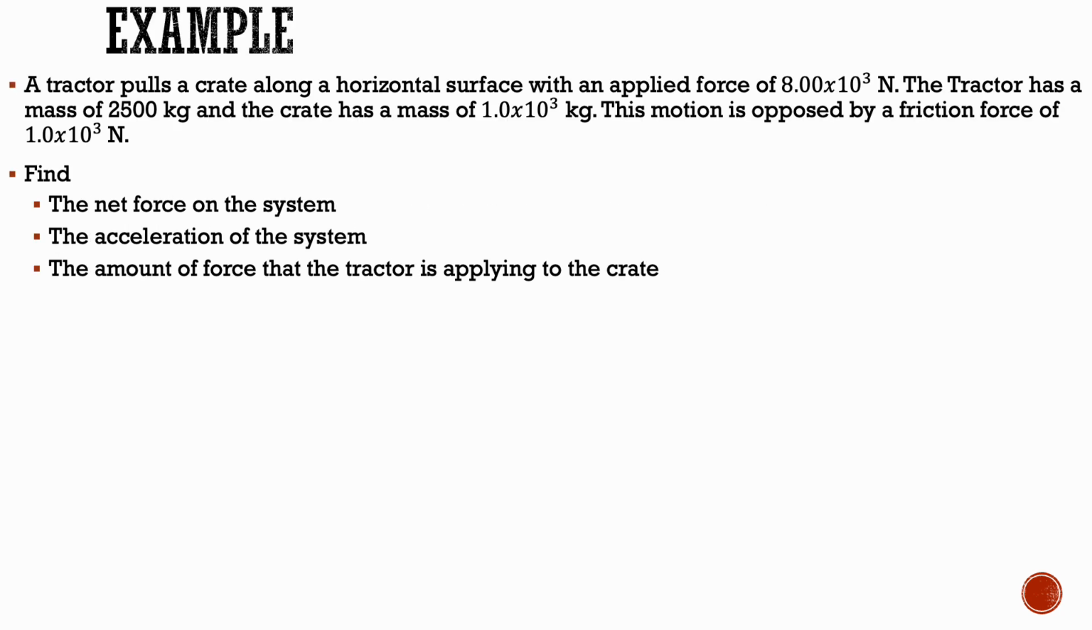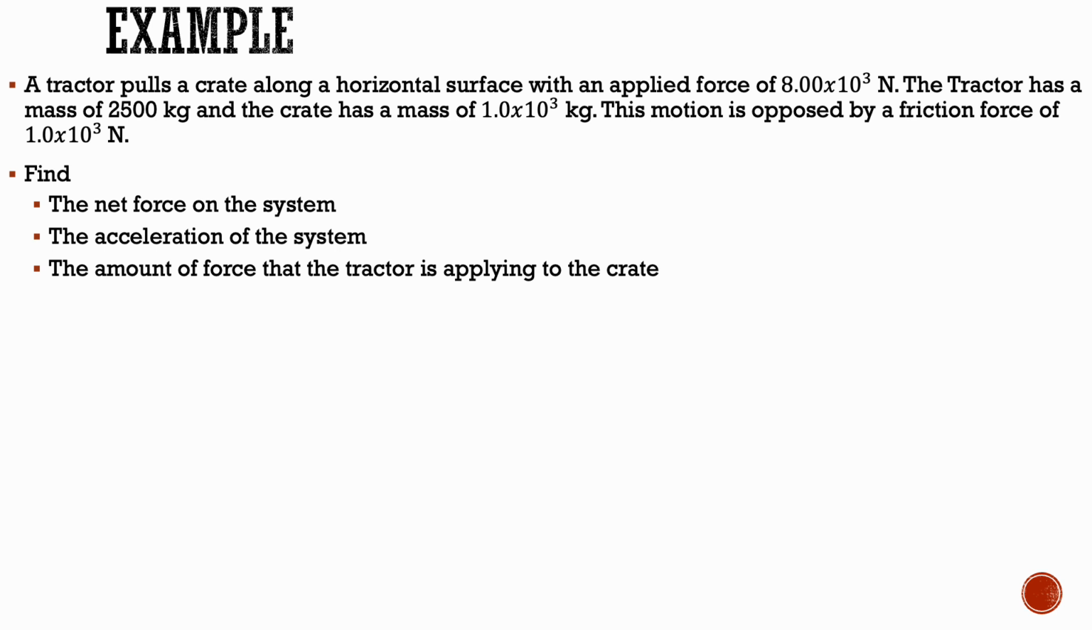A tractor pulls a crate along a horizontal surface with an applied force of 8,000 newtons. The tractor has a mass of 2,500 kilograms, and the crate has a mass of 1,000 kilograms. This motion is opposed by a friction force of 1,000 newtons, which I should state is acting on the crate. We're going to find the net force on the system, the acceleration of the system, and the amount of force that the tractor is applying to the crate.